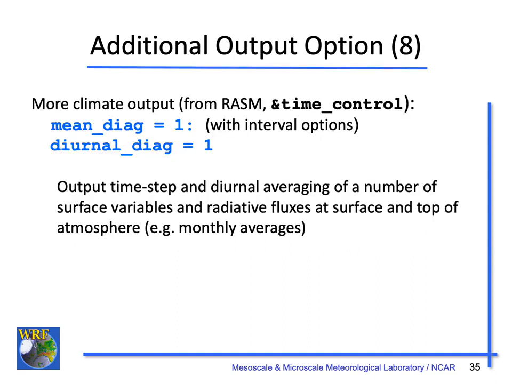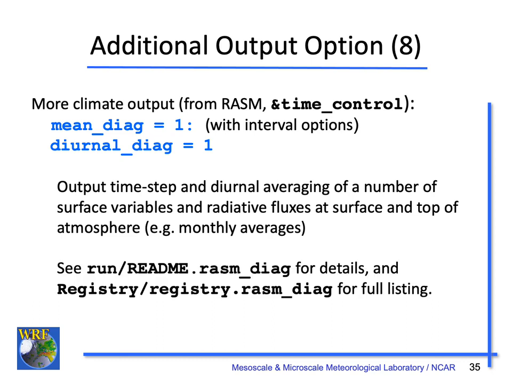Another option for climate diagnostics is the option to compute averages of the surface meteorological variables, surface fluxes, and radiative fluxes at the bottom and the top of the atmosphere over an interval set in the namelist. The option is contributed by the RASM group. RASM stands for Regional Arctic System Model. The interval could be daily or monthly. In addition, there is an option to compute diurnal averages, but this is only for monthly averages.